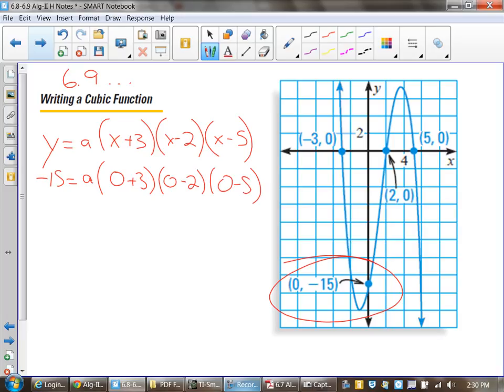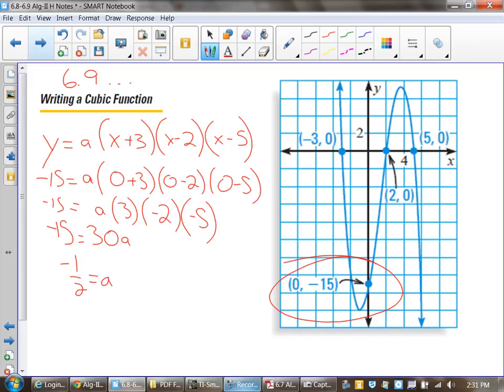And now comes the tough part. 0 plus 3. -3. 0 minus 2. 0 minus 5. What's -2 times -5? 10. What's 10 times 3? 30. -15 is 30A. And what is your value of A? -1/2. Good.